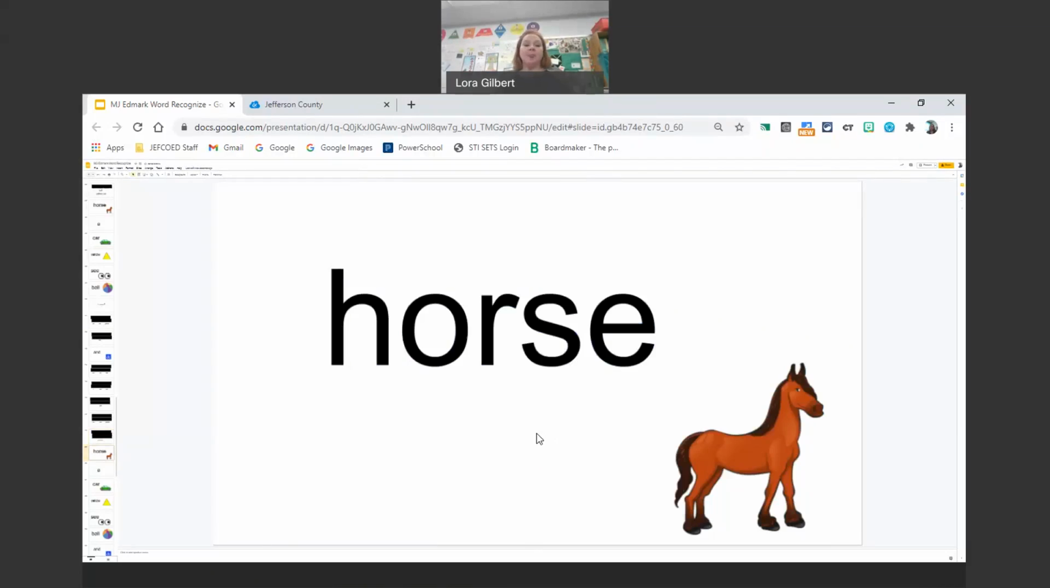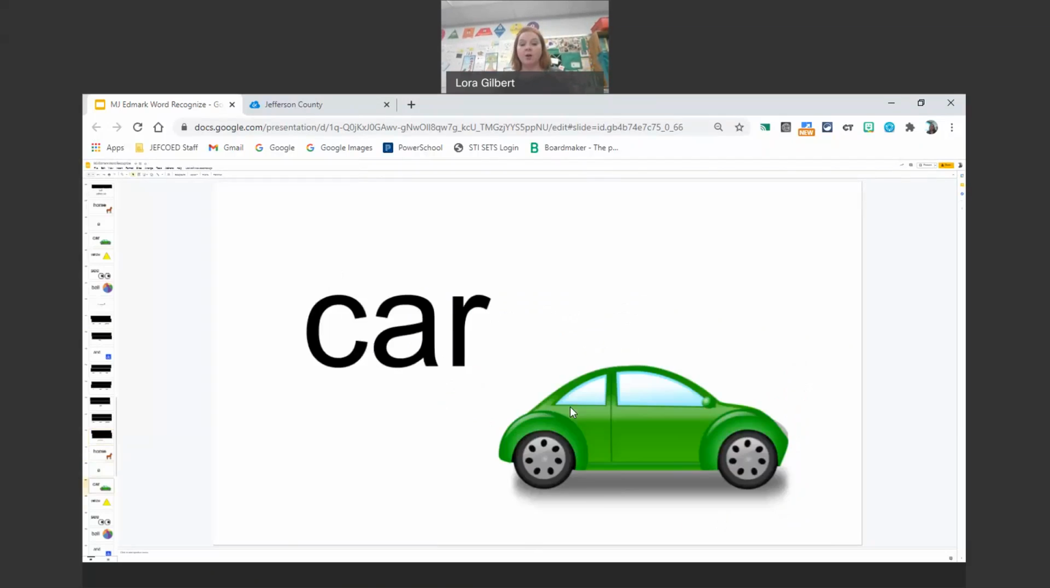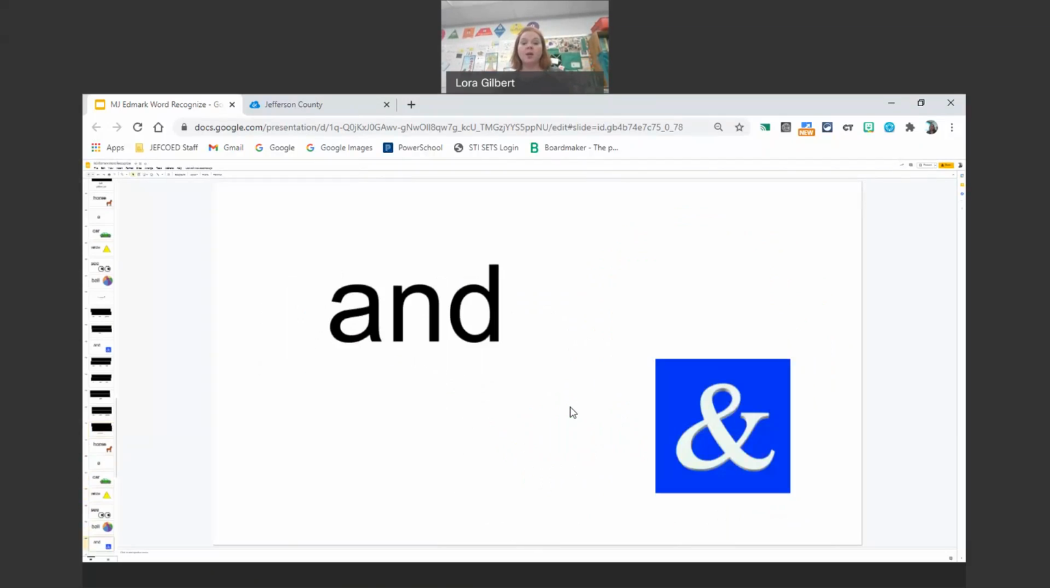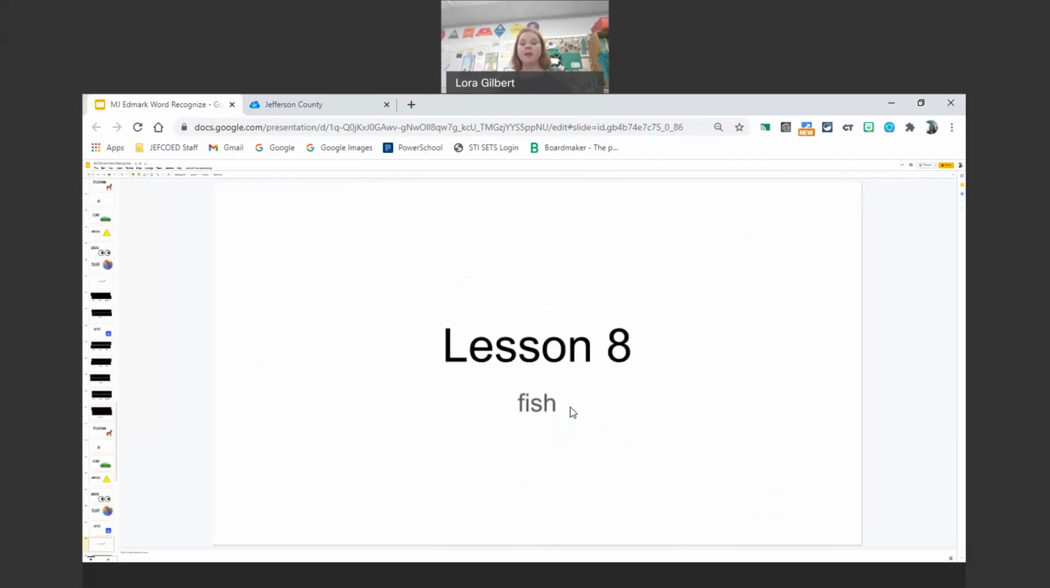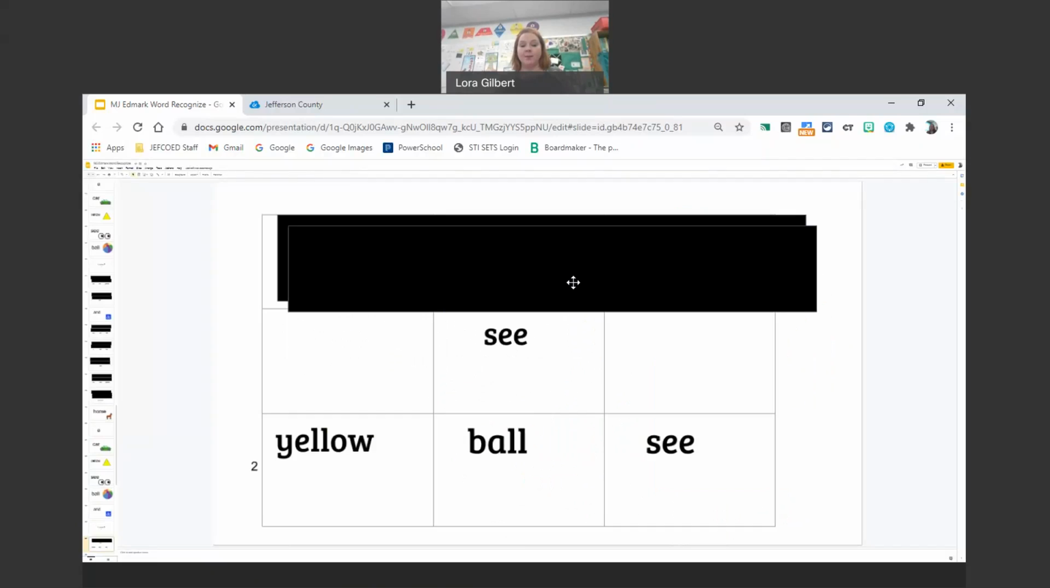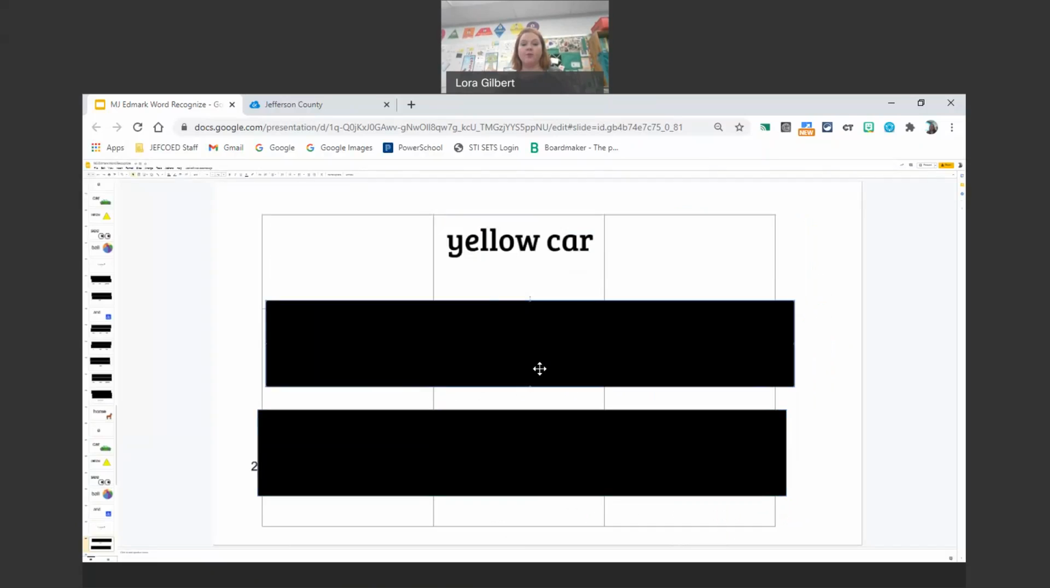Now, at that time, you can go through the sight words again, and if they've got all of that correctly, then the next day when you do lesson 8, you're going to start with just reintroducing the sight words that they know: horse, a, car, yellow, see, ball, and has been added now. And then you start with lesson 8, which is right here, the sight word fish. And we'll be doing the same thing that we did previously.